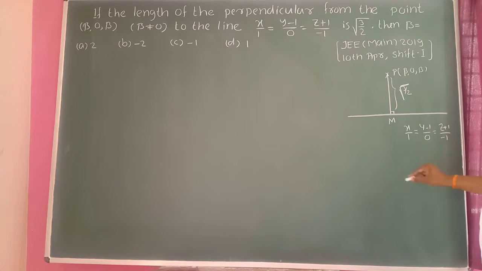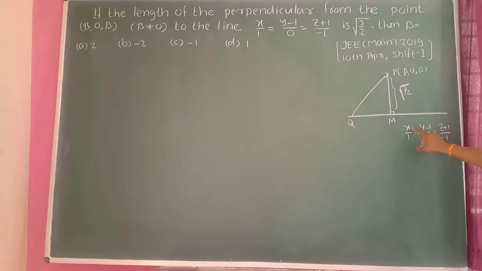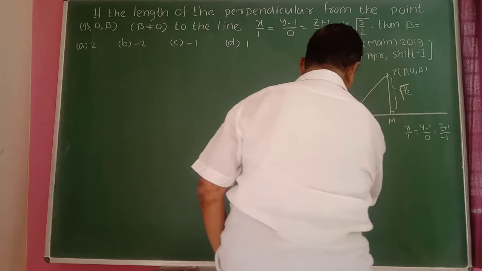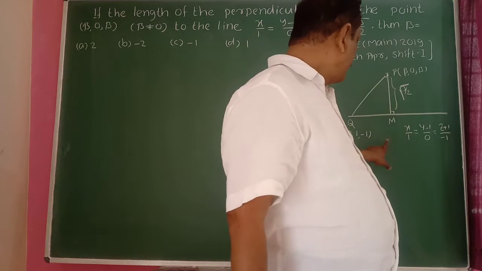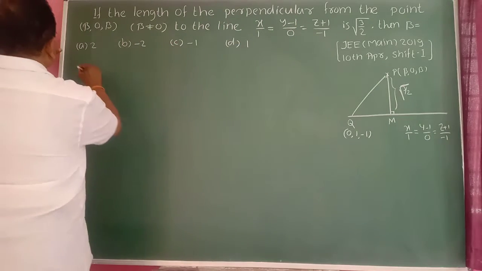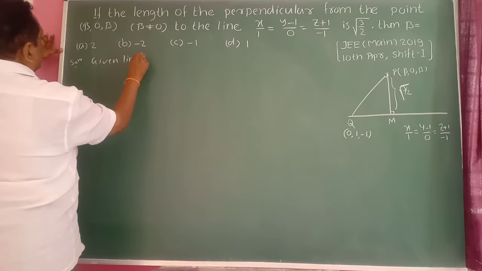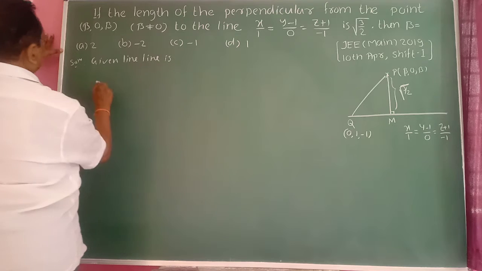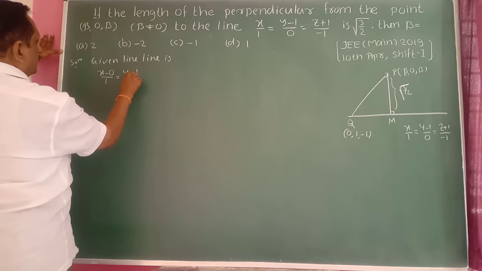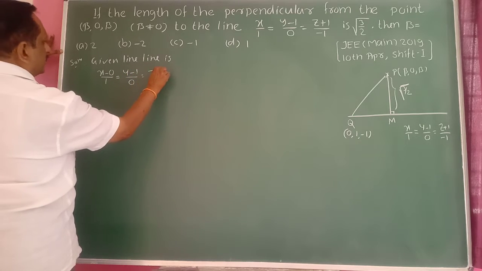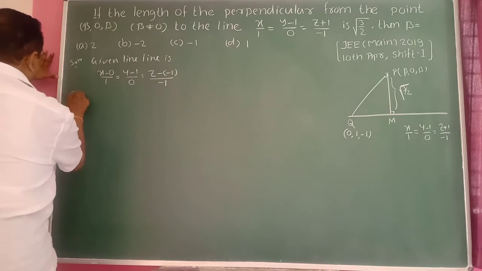So from this line, consider a point Q. This point Q is (0, 1, −1). So this line is passing through the point (0, 1, −1), because the given line is x − 0 divided by 1 is equal to (y − 1)/0 is equal to (z − (−1))/(−1). Okay, so this is the line.